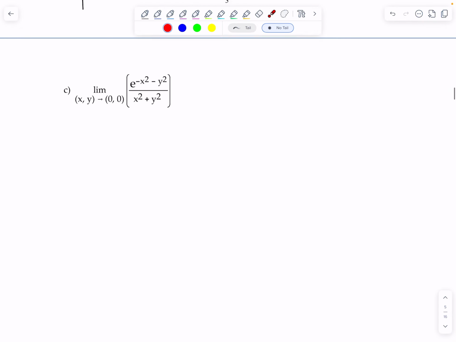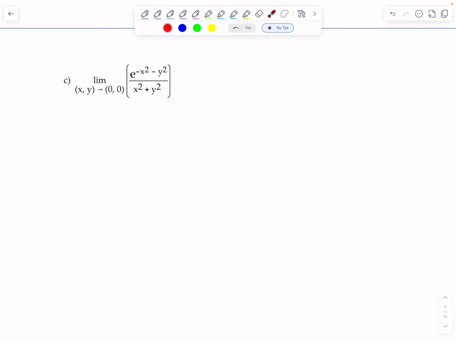Okay, let's look at this guy. You see all those x squareds and y squareds? To me, it's screaming go polar. That's what it's telling me. Professor V, we need to go polar.